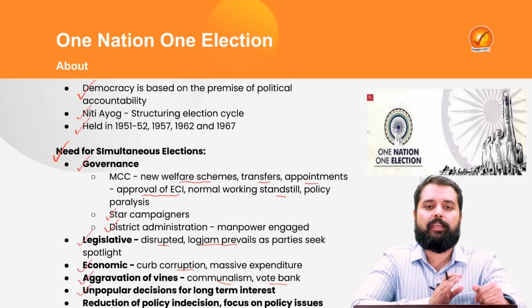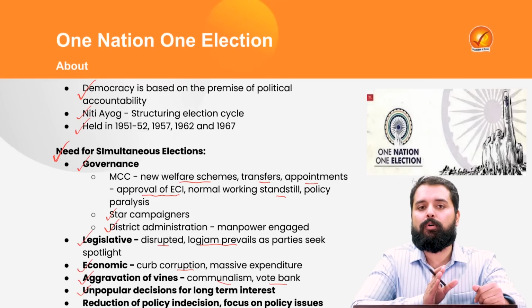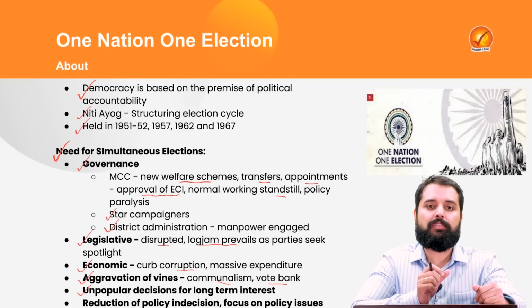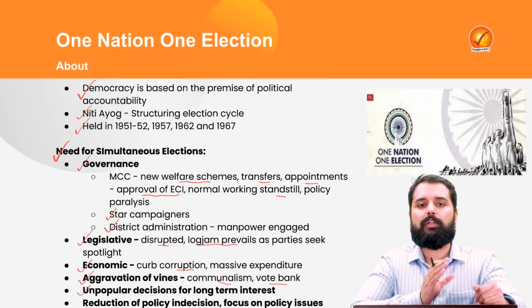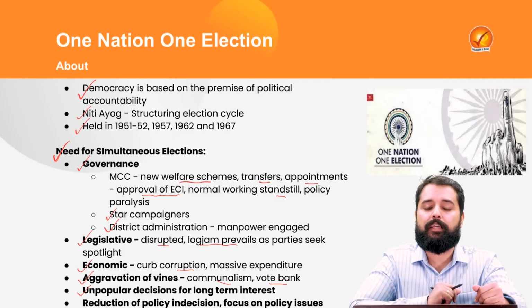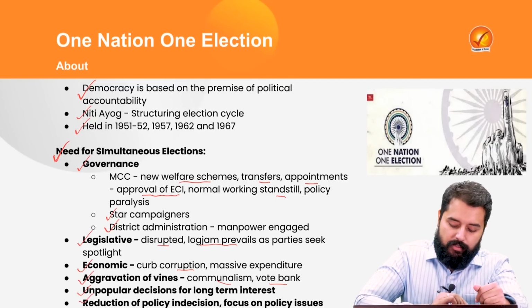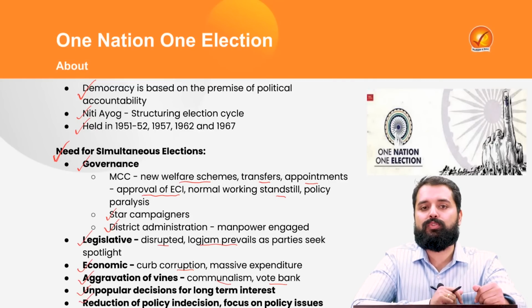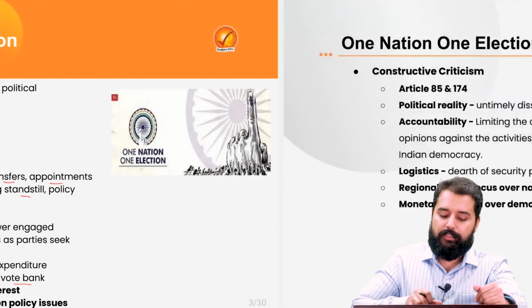The dilemma of taking long-term structural reforms versus distributing freebies. Such structural reforms, which cause short-term pain but will be gainful in the long term, are not usually taken up by the government when the elections are nearby. Likewise, the policy indecision is usually higher and the policy issues are not focused. Rather, the issues in focus are those which will garner votes for the party.